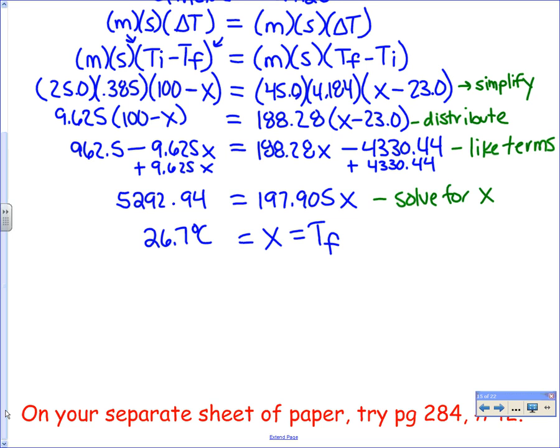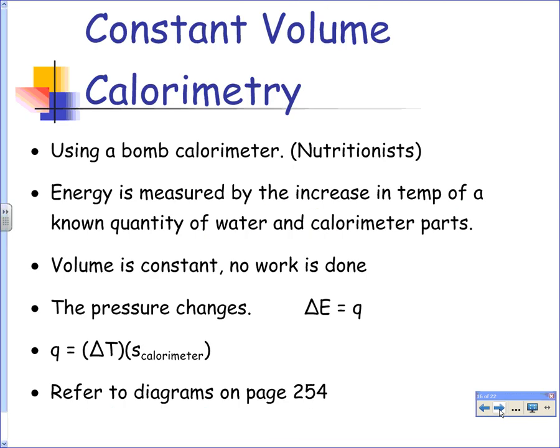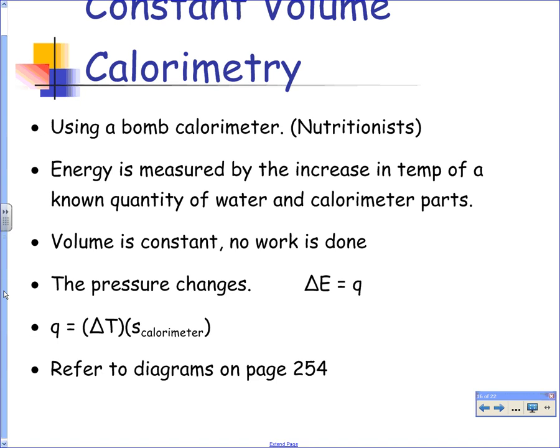So far, everything we've been dealing with has been constant pressure calorimetry, exposed to the room's air pressure. There is another type of calorimetry, and this is called constant volume calorimetry. Sometimes it's called bomb calorimetry.